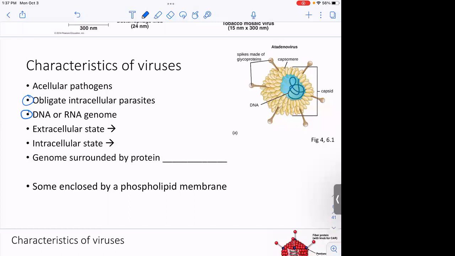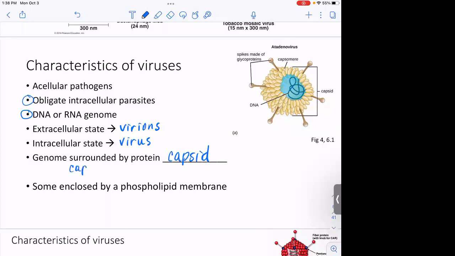In the extracellular state, when it's outside of a host cell, we're going to try to correctly call them virions. Okay, and sometimes that term isn't necessarily used correctly, but we'll try. And then intracellularly, when a virus is inside a cell, the outside portion of it, the protein portion, for example, comes off. And what you're left with is a nucleic acid. And then we would correctly call it a virus. Okay, so that genome, whether it's DNA or RNA, is always going to be surrounded by a protein capsid.